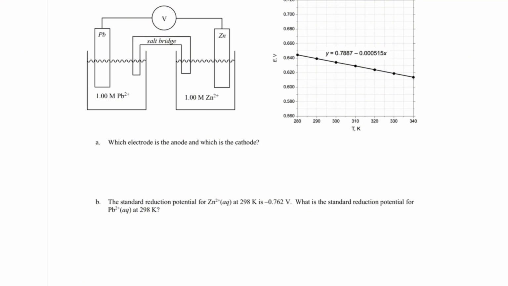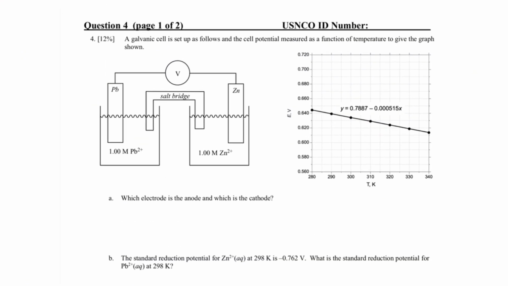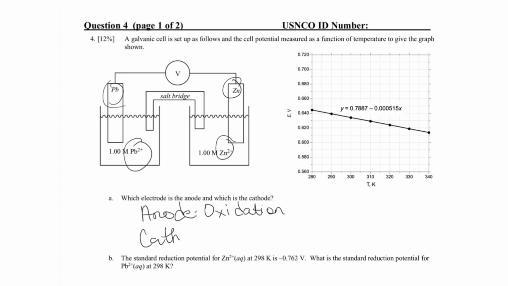We are given a galvanic cell, as you can see, and we have zinc and also lead. And remember this, in any galvanic cell, oxidation occurs at the anode. I'm going to write this. At the anode we have oxidation, and at the cathode we have reduction. Please remember this.